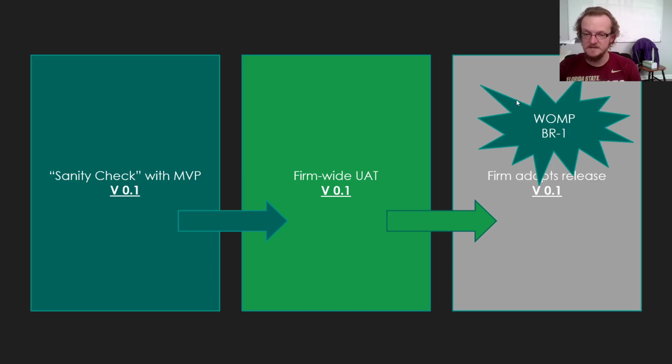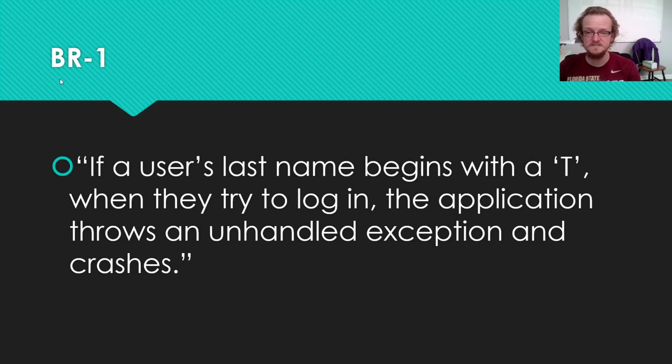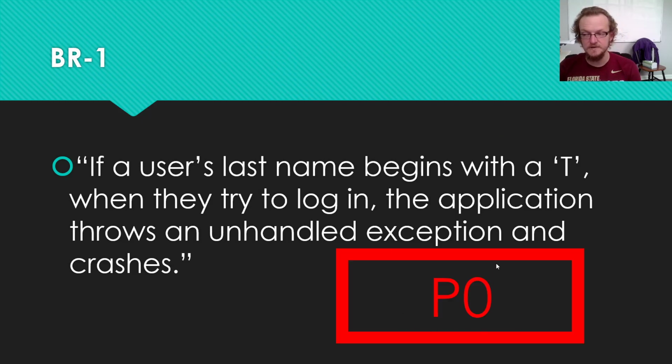Somebody at the firm is going to find an issue, and you're going to hope that that issue is going to be fairly minimal, because if you're testing, then it's not going to be a big deal. But what happens if this is bug report 1? If a user's last name begins with the letter T, when they try to log in, the application throws an unhandled exception and crashes. This is obviously not a P4. This is going to be something like a P0. This is a very common letter to have at the beginning of your last name, and this obviously is a thing that needs to be fixed.